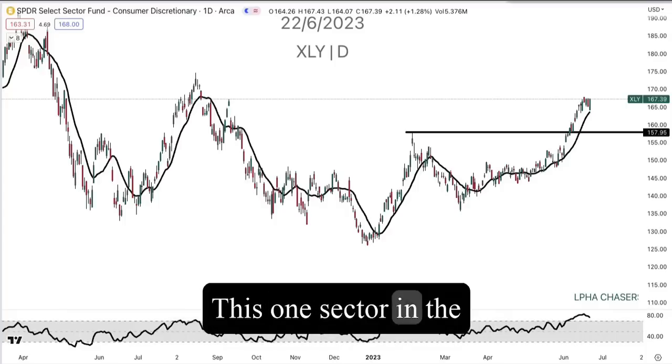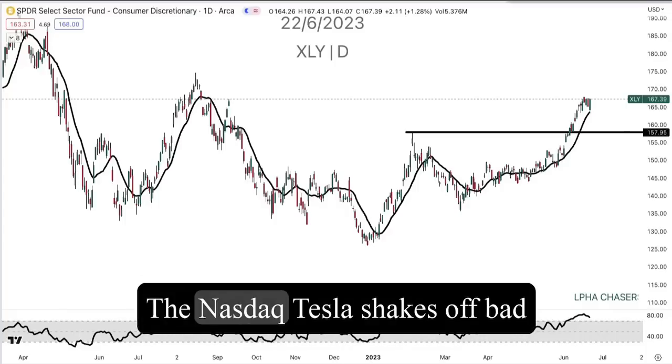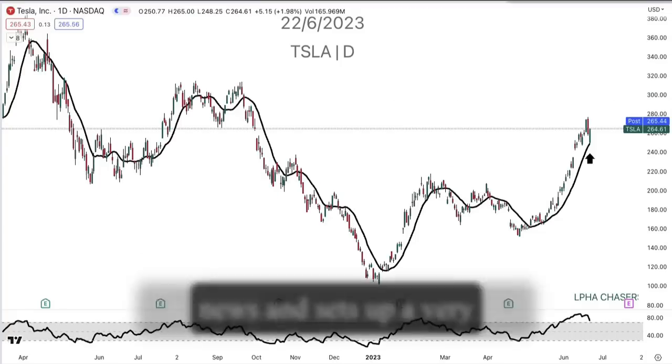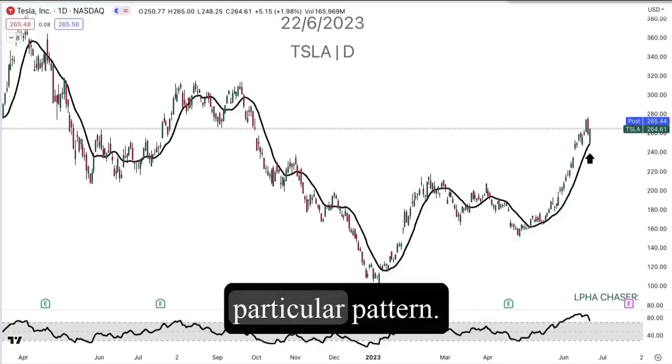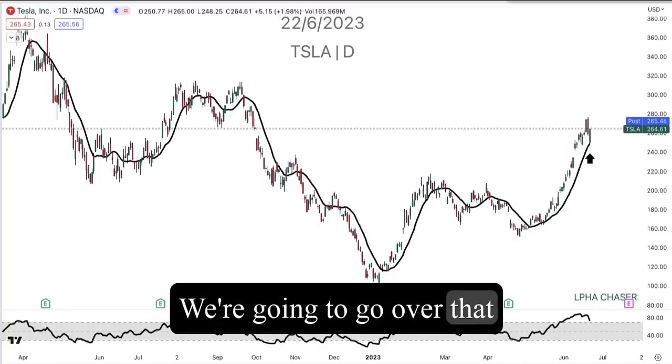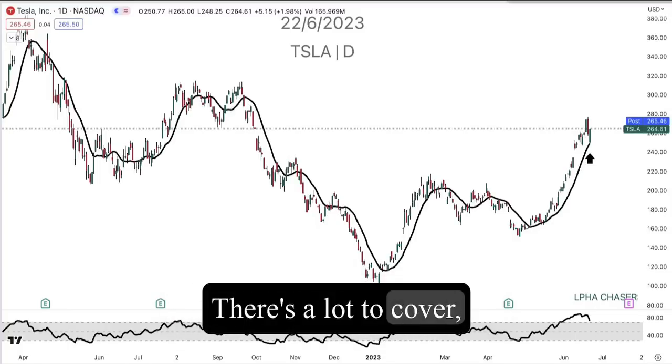This one sector in the S&P is outperforming the Nasdaq. Tesla shakes off bad news and sets up a very particular pattern. We're going to go over that and several others. There's a lot to cover, so let's get to it.